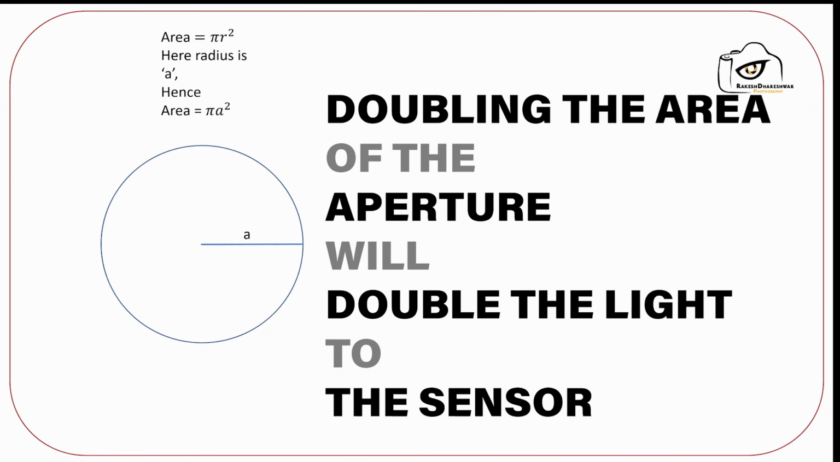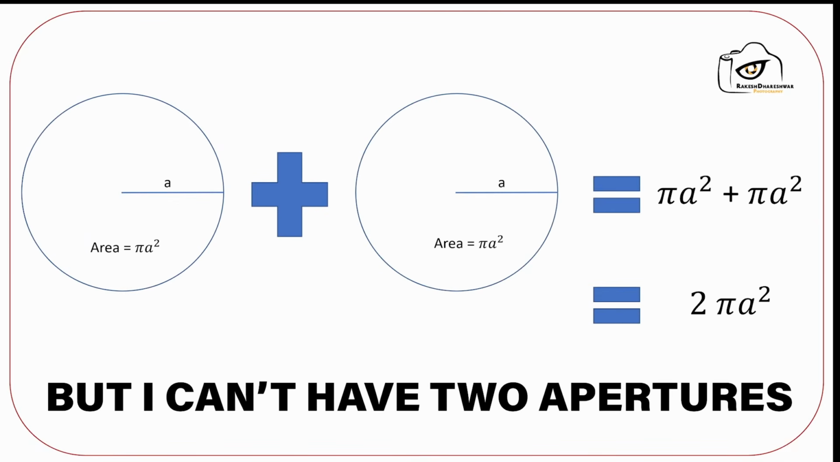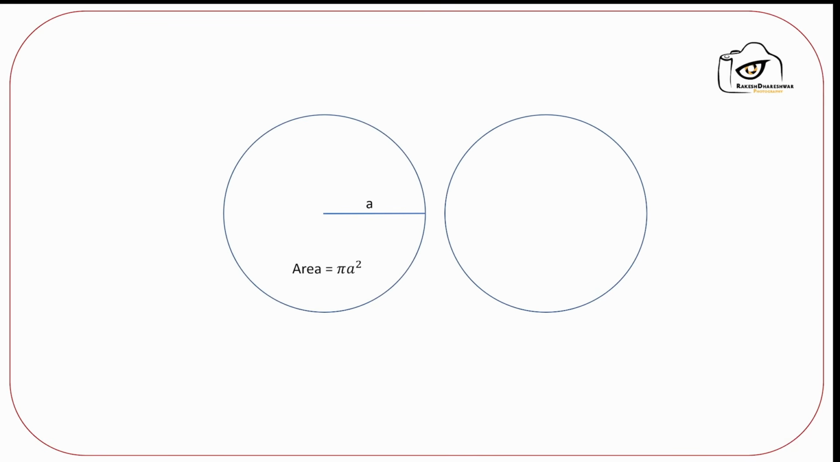Now this area determines how much light passes through. So if I want double the light, what do I need? Double the area. Not double the diameter, not double the drama, just double the area. So now the new area becomes 2 times the circle. One circle is pi a square. So 2 circles will be 2 multiplied by pi a square. Now can I have 2 separate holes in the lens? No. That would be a lens and a flute as well. So I need one bigger circular opening that has the same area as those 2 smaller ones combined.